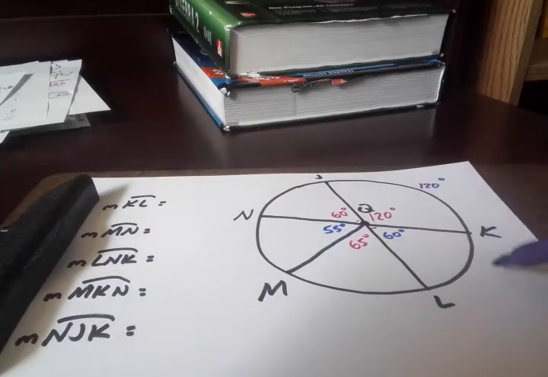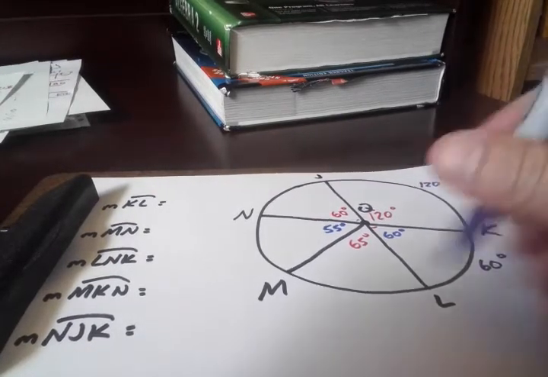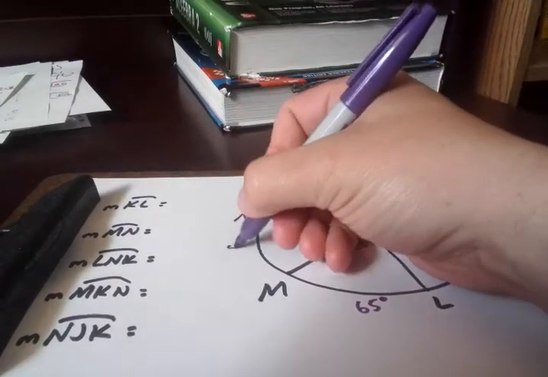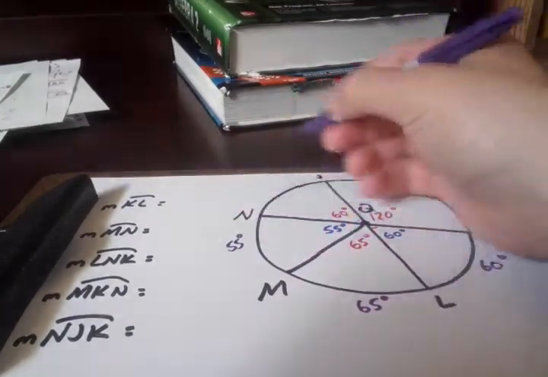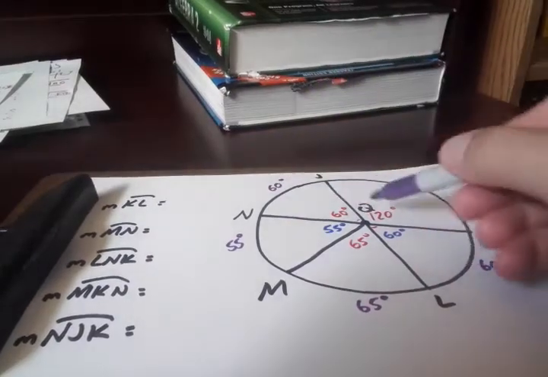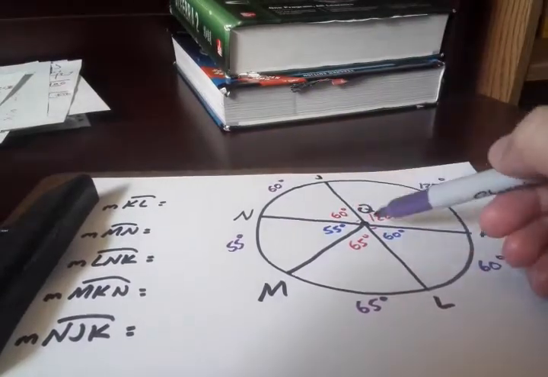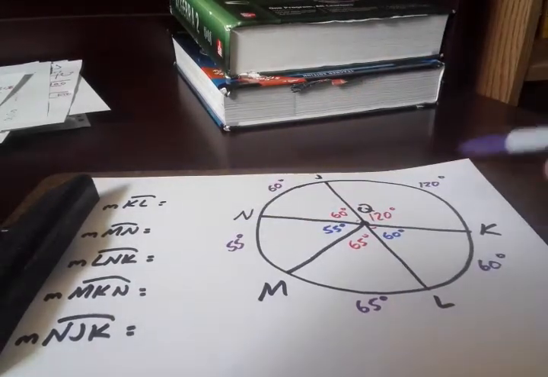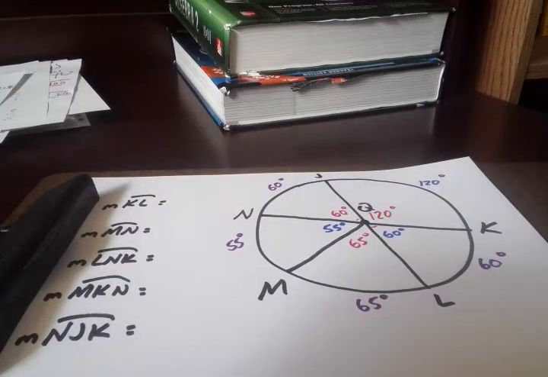How much is KL? It's 60. ML, 65. And M is 55. And this should be 60. So if you added up all 5 angles inside, you'd get 360 because that's the whole circle. And if you added up all 5 arcs, you would also get 360 because those are the parts of the circle on the outside.